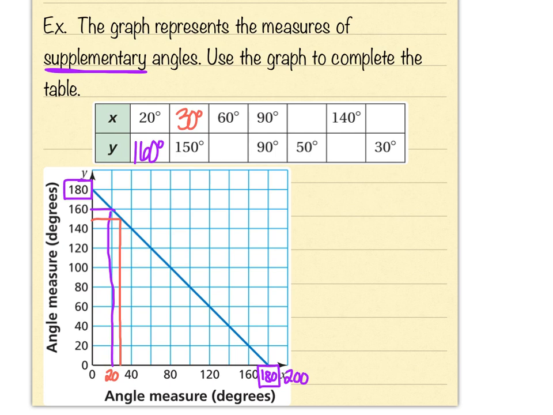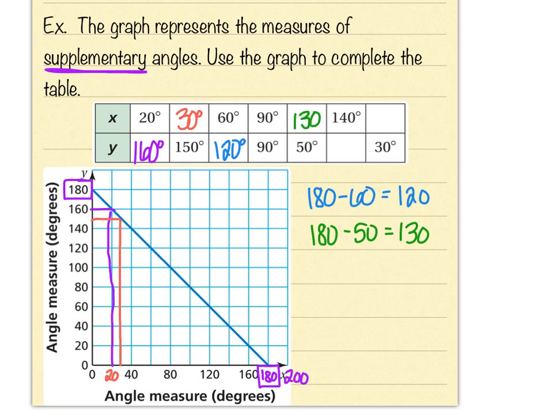And so for the next one, if I do 180 minus 60, that's going to give me 120. So I know the other angle has to be 120 degrees. The next one, 90 and 90, of course, those add to 180 degrees. So if I've got two right angles, those angles would be supplementary. The next one, 180 minus 50, leaves me with 130. So the x would have to be 130 degrees. The next one, if I do 180 minus 140, that leaves me with 40 degrees.